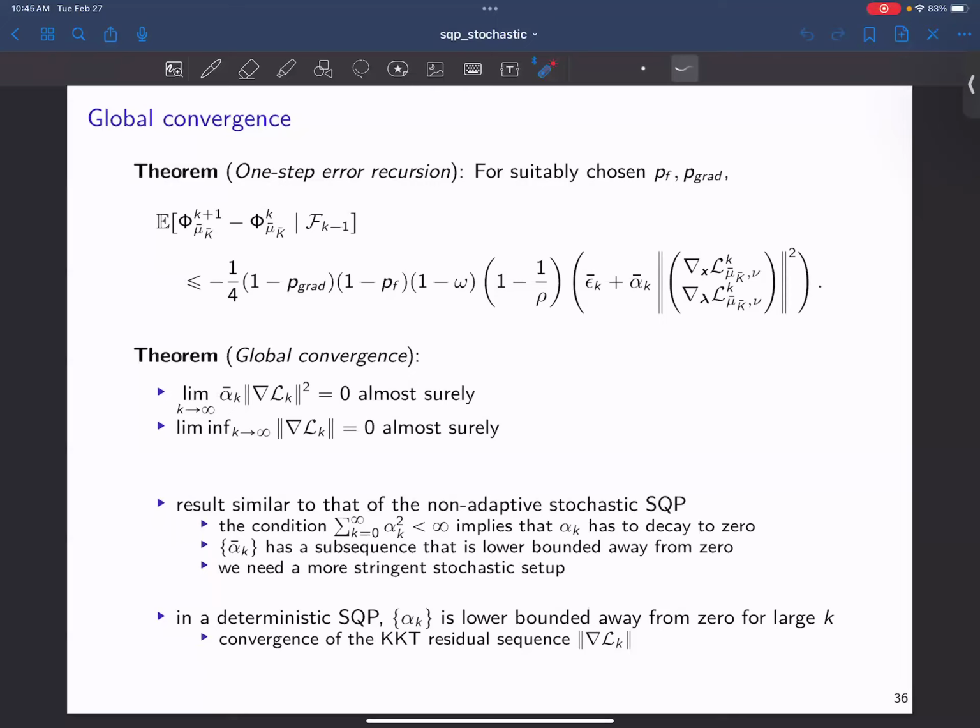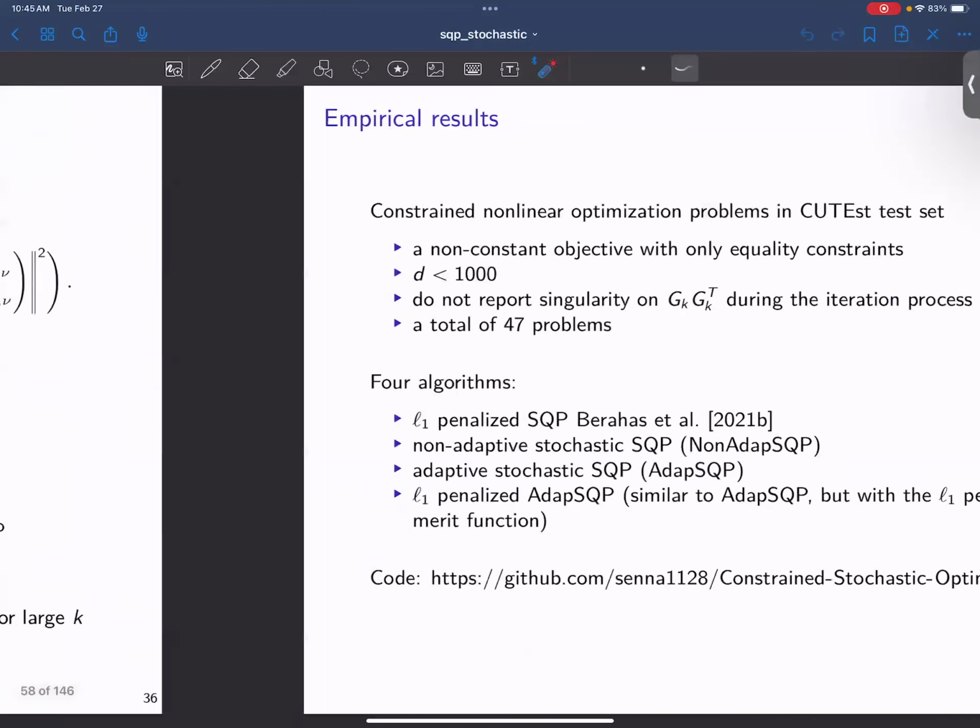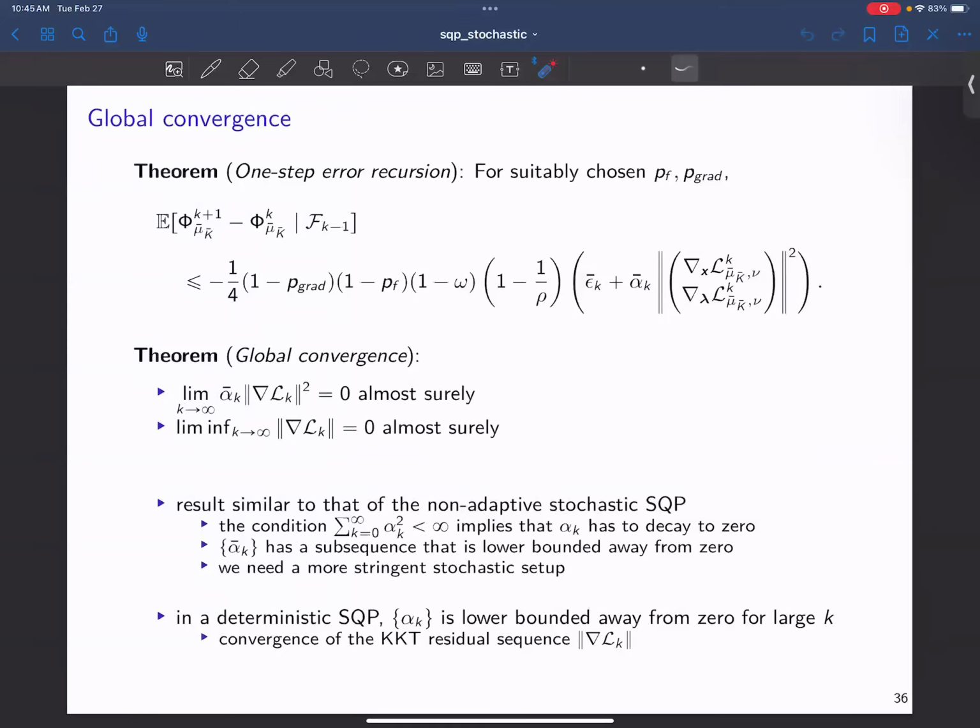stochastic setup. And it's also worth comparing to deterministic SQP, where alpha k is lower bounded away from 0 for large values of k. We don't have this result, but there is a subsequence which is always bounded away from 0. And when we look at some empirical results, we will see that the step size is large every now and then, which speeds up the convergence of the algorithm.